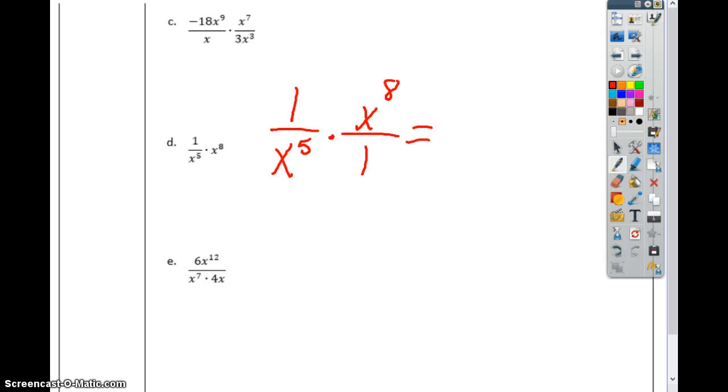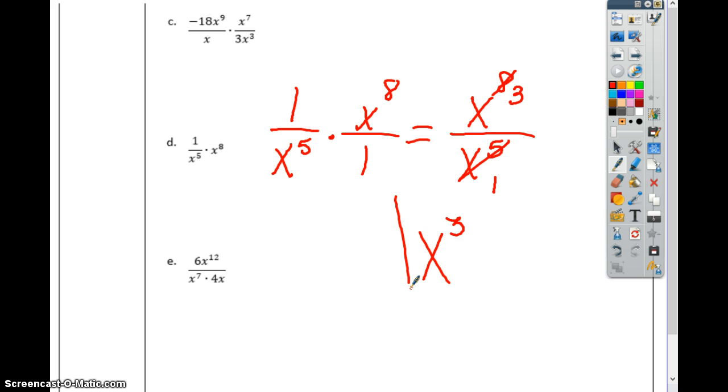So now 1 times x to the 8th, well that still means it's x to the 8th. That doesn't change. 1 times anything stays itself, over x to the 5th. This cancels out the 1. How many are left up here? 8 minus 5 is 3. So we have x to the 3rd power over 1, or just x to the 3rd power. Some of you have 1x to the 3rd power, which is also fine. All right. Show me your answer here.